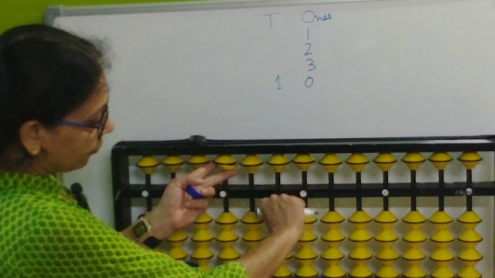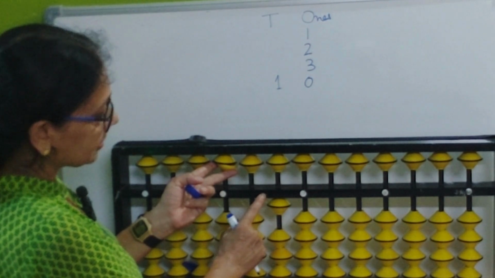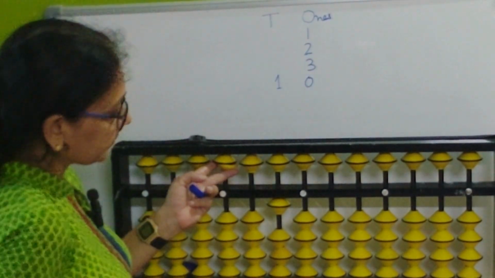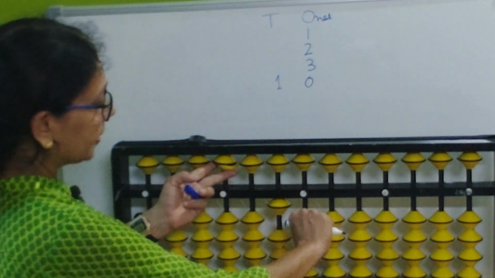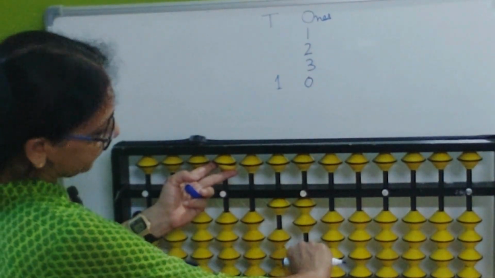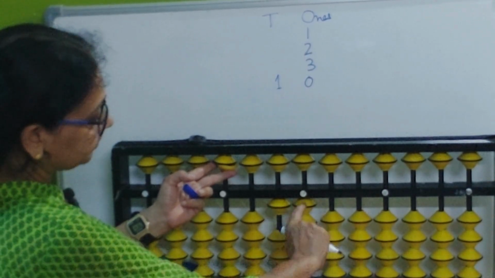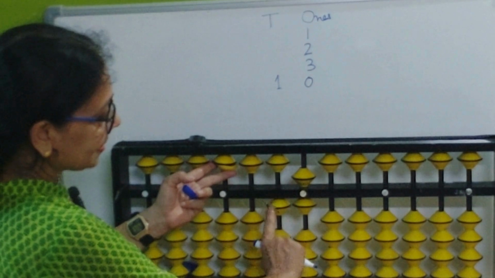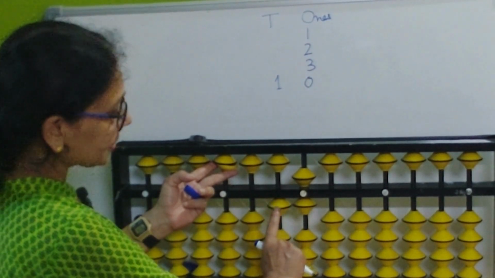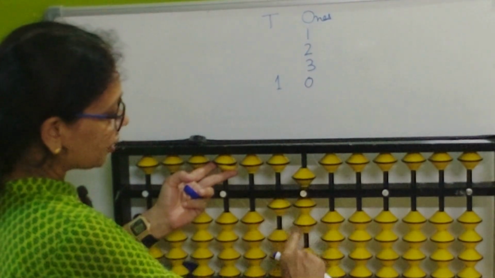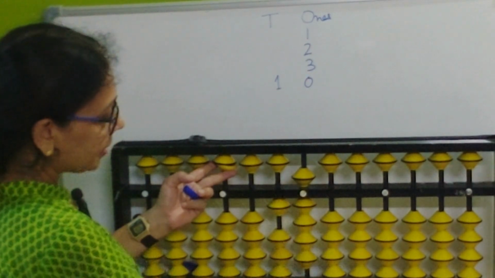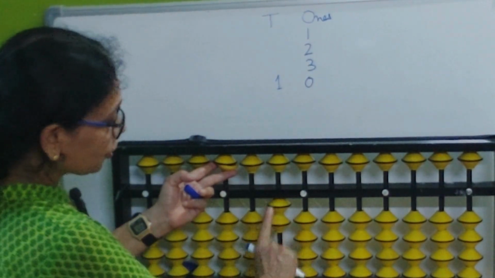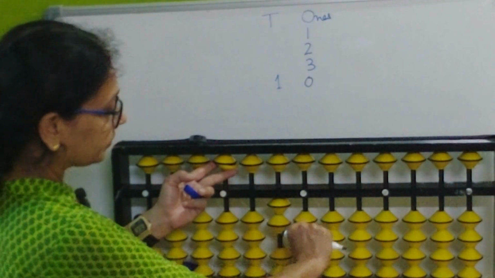Now, the 10. So, see. One bead is touching at the tens. Tens rod. So 1, 0, 10. 1 and 0. Okay. 10, 11, 12, 13, 14, 15, 16. 1 at the tens, 6 at the ones. 17, 18, 19. Now, see, 2 beads at the tens rod. So 2, 0. This is 20.